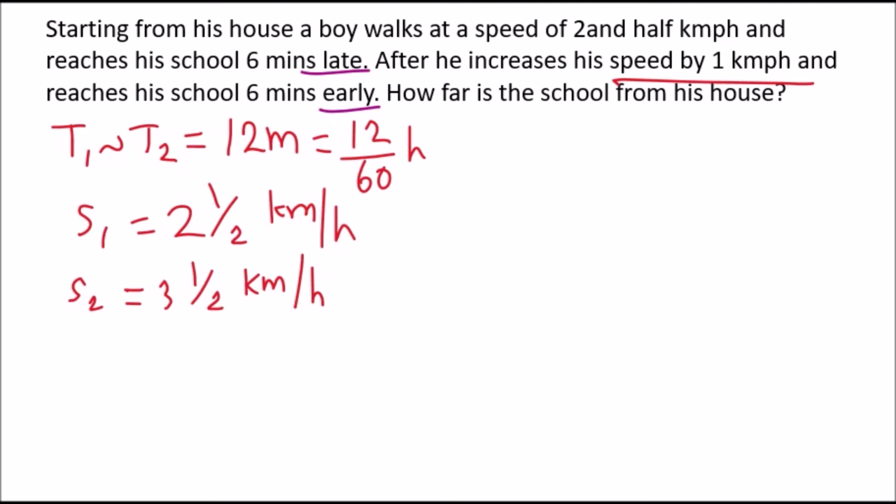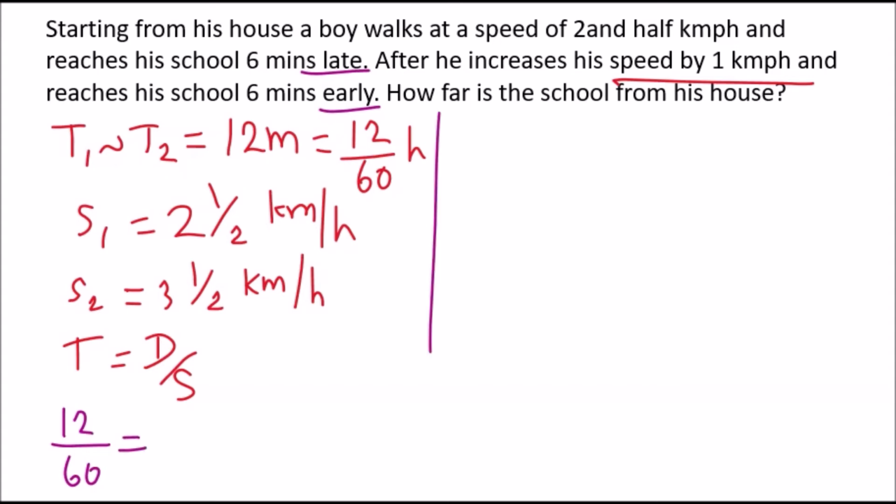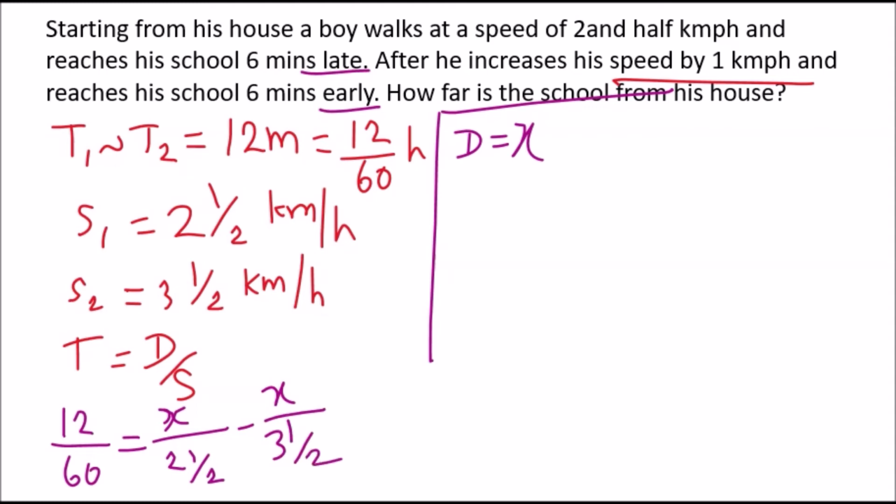We know the formula for time is t equal to d by s. So the time difference between t1 and t2 is 12 by 60 equal to, let's take the distance as x kilometers because both days he is going from home to school. So x divided by 2.5 minus x divided by 3.5.